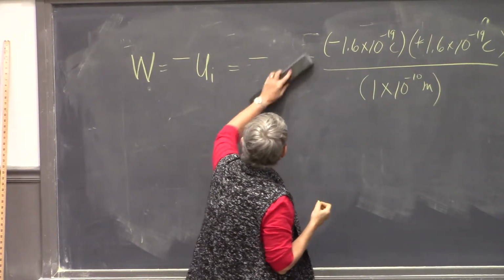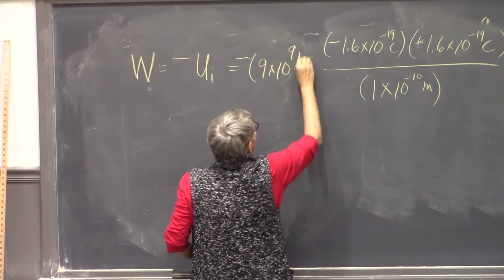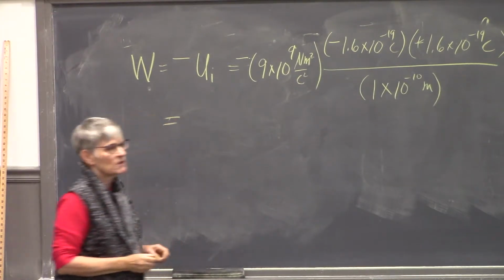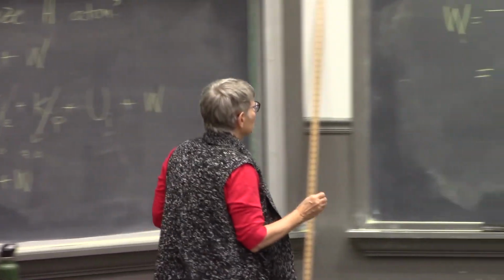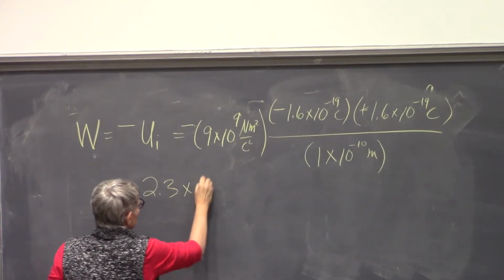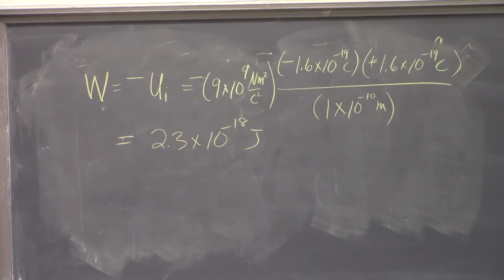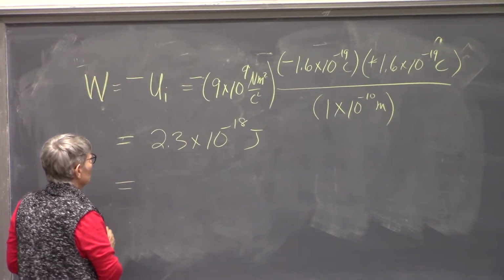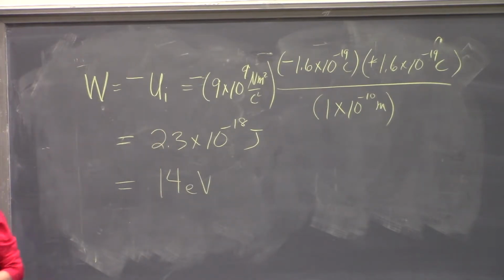And this has the value of 9 times 10 to the 9th Newton meters squared per coulomb squared. And that comes out, when we do this calculation, to 2.3 times 10 to the negative 18 joules. And that's kind of a small number, so we probably want to convert to electron volts. So we divide by 1.6 times 10 to the minus 19th joules per electron volt, and we get something on the order of 14 electron volts.